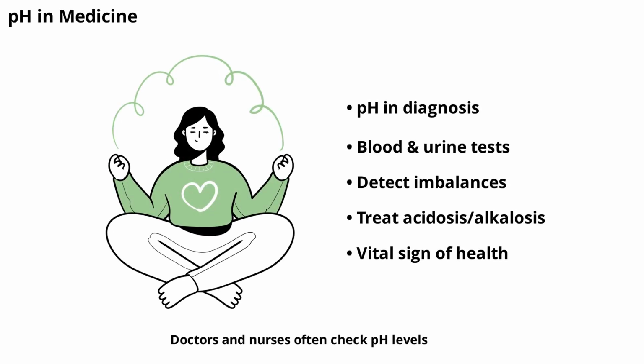Doctors and nurses often check pH levels in the body to diagnose and treat illnesses. For example, urine and blood tests can reveal imbalances that signal disease. Managing pH is critical in treating conditions like acidosis or alkalosis, where the body's pH drifts too far from normal. Medical professionals use pH as a vital sign of health.